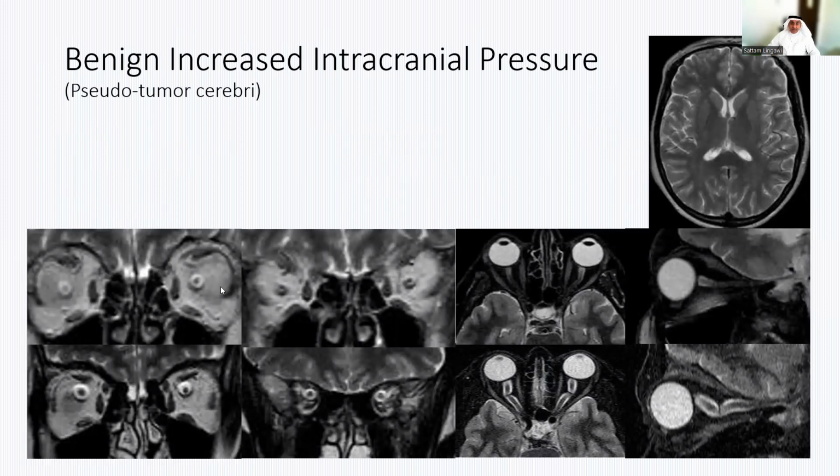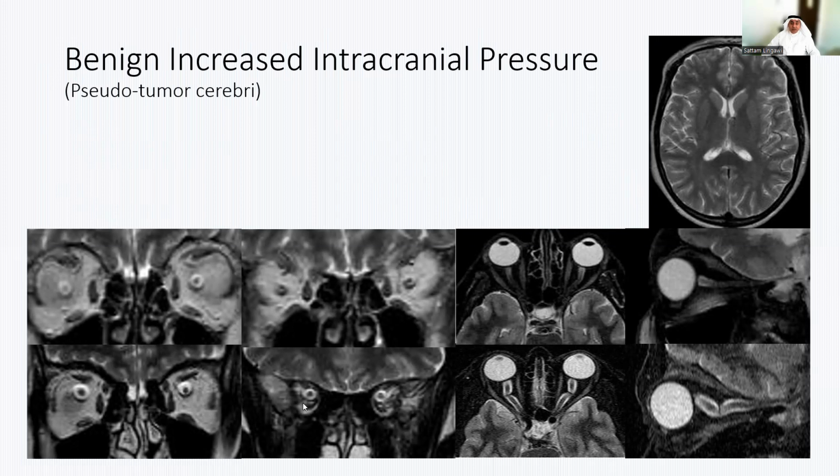This is a normal study of the orbit in the first row. The second row is a case of benign increased intracranial pressure. As we said before, the brain MRI could be normal by itself. However, if you look at the orbit, look at the optic sheath distension, comparing the normal with the abnormal, the distended sheath in relation to the optic nerve. We published before a study indicating that if the ratio between the sheath and the nerve is more than 2.5 times, then that usually corresponds to opening pressure more than 200.